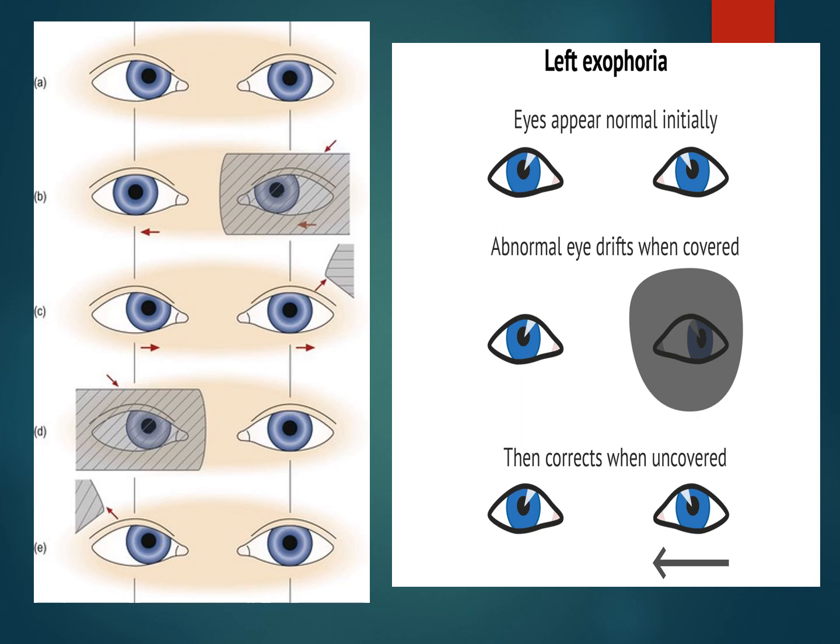In phorias, the eyes are straight initially. Now look at the right picture. The eyes are straight. So one eye is covered, that is, left eye is covered. Now the fusion has been broken. So left eye deviates outwards, but the right eye remains fixated. Now the eye is uncovered and immediately the left eye takes up fixation and the eyes become straight by the process of fusion. And this is exophoria.